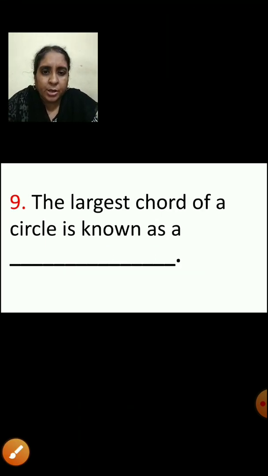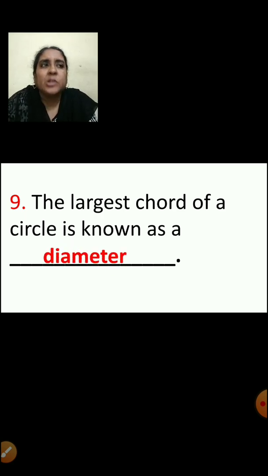Now next one. 9th question. The largest chord of a circle is known as a dash. What is it known as? Yes, it is called a diameter. What is it called? Diameter. Now say the spelling of diameter.